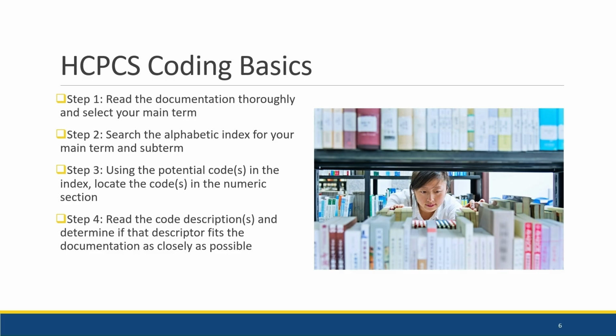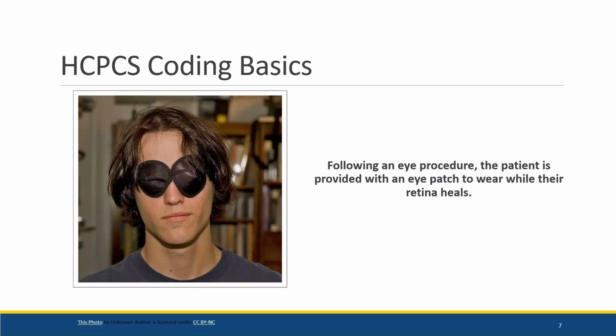Now, we can see that these steps are pretty much exactly like the steps that we used for code lookup in CPT, but in this case, our main terms are going to be things like supplies and equipment rather than procedures and services. Let's try an example. Following an eye procedure, the patient is provided with an eye patch to wear while their retina heals. Okay, so our patient had an eye procedure, but we're not reporting the eye procedure. We want to look in the HCPCS manual for the supply that the patient was given, which is what?